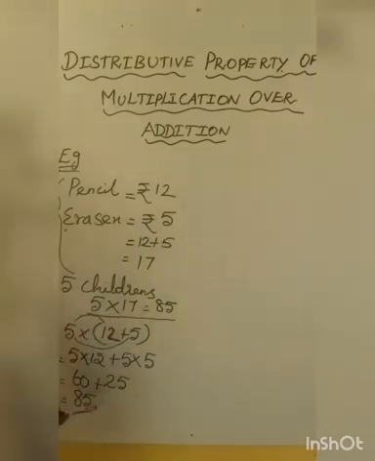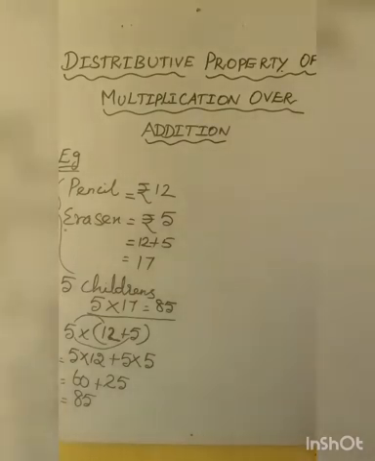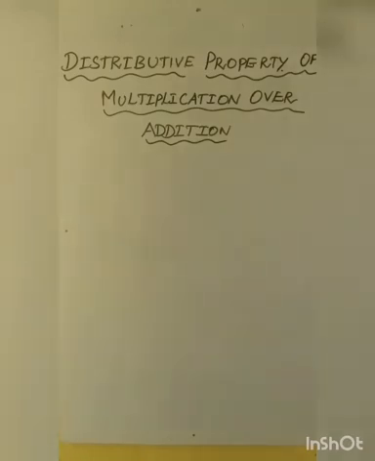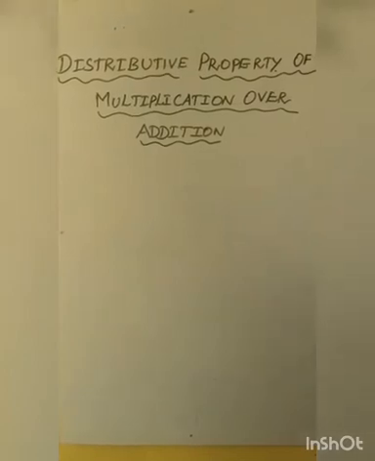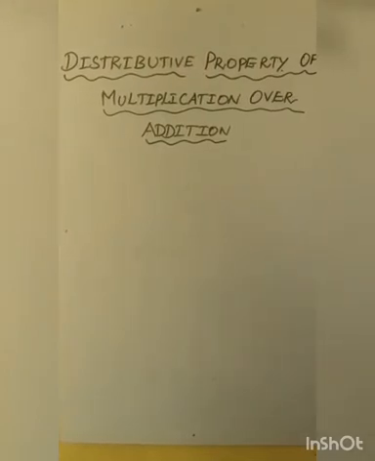So the two answers are also the same. So you can split any number, but the answer is also the same. So this process is also called the distributive property. So once again I have to tell the distributive property. Distributive property is nothing but just you have to distribute the number, after that you have to add those numbers. Okay, that is distributive property.